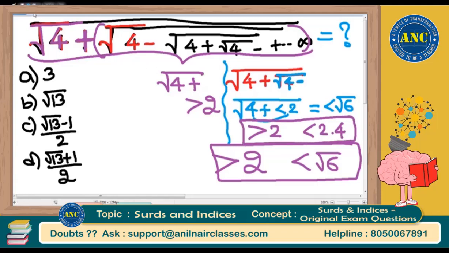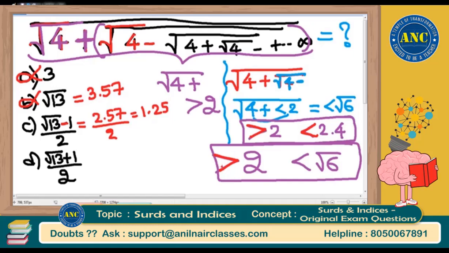Check from your answer options. Answer should be greater than 2 and less than 2.4. But first option is 3, ruled out. Second option, root 13. We found out the value of root 13 from my previous example of finding the square root of a non-perfect square as 3.57. This is greater than 2.4, ruled out. Third option, 3.57 minus 1 is 2.57 divided by 2, which is nothing but 1.25. But answer should be greater than 2. This value is 1.25, ruled out.